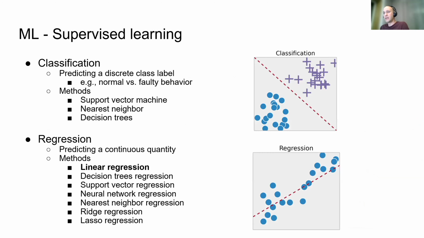And there are two problems that are solved in supervised learning. First is classification. In classification, the goal is to predict a discrete class label. It could be, for example, a decision if some machine is in a faulty state or if it's normal.